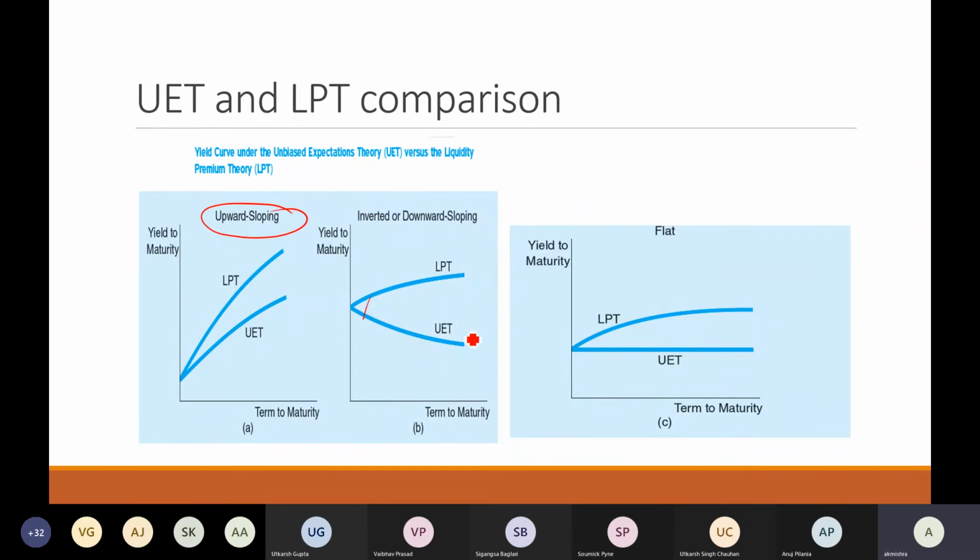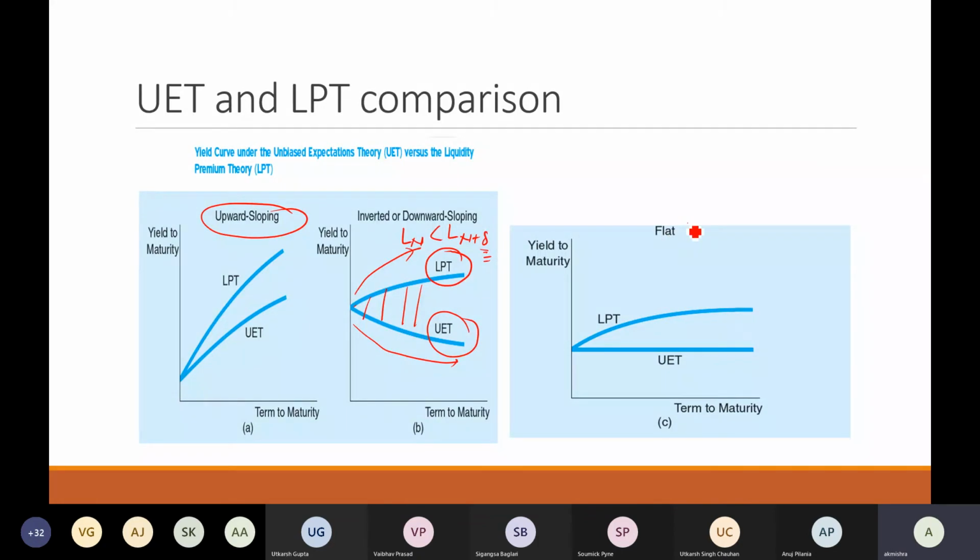Here you see, this is the curve you are getting from unbiased expectation theory, and this is the liquidity premium, because in liquidity premium what we are assuming is this kind of relationship, as this delta, or it is going to be 1, 2, 3, 4, 5, 6. If that is changed over the period of time, liquidity will keep on increasing. If liquidity keeps on increasing, your unbiased expectation theory may have this kind of slope, but because of the liquidity part, it will have an upward slope.